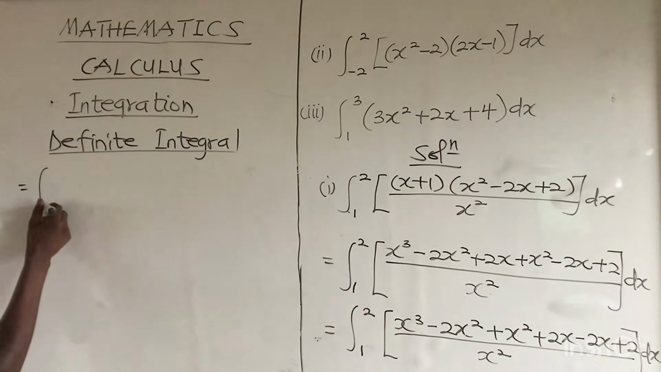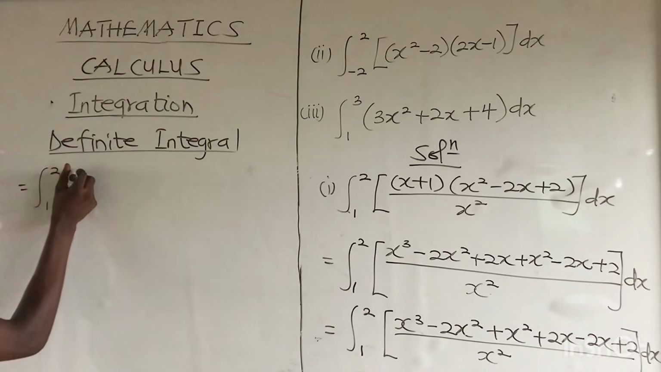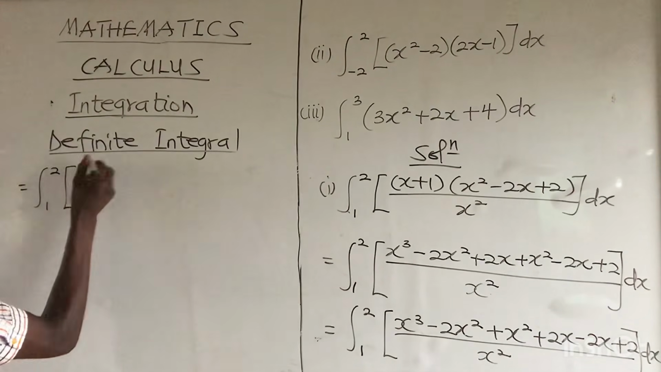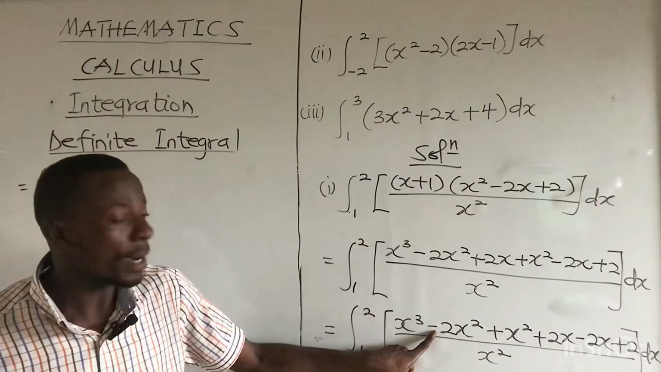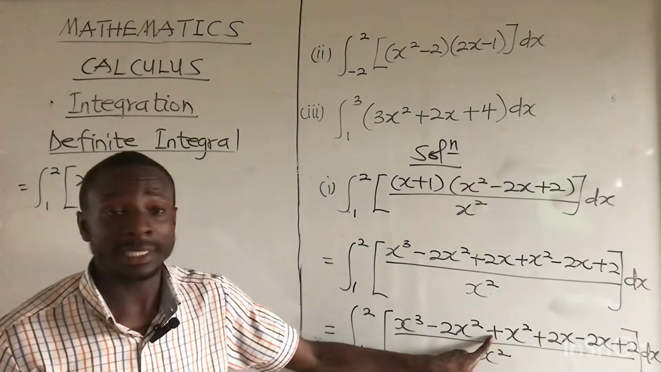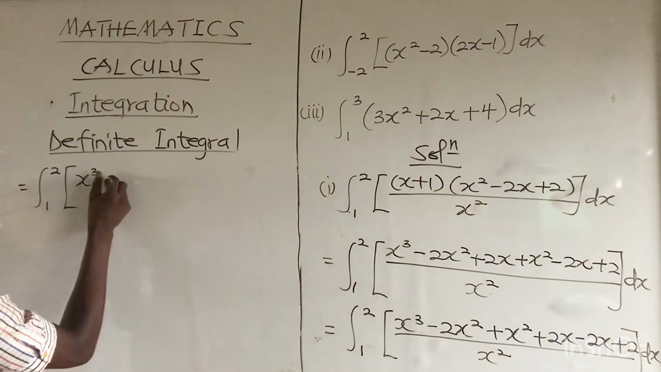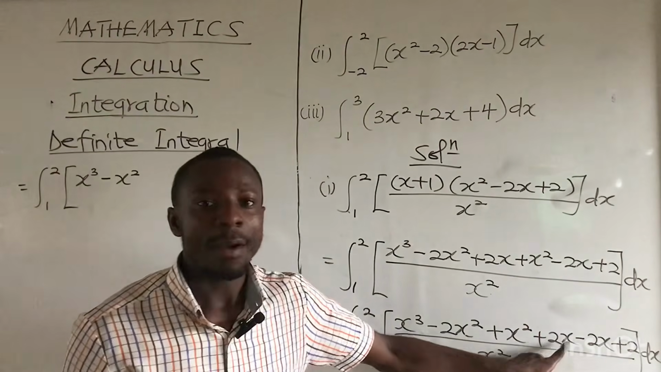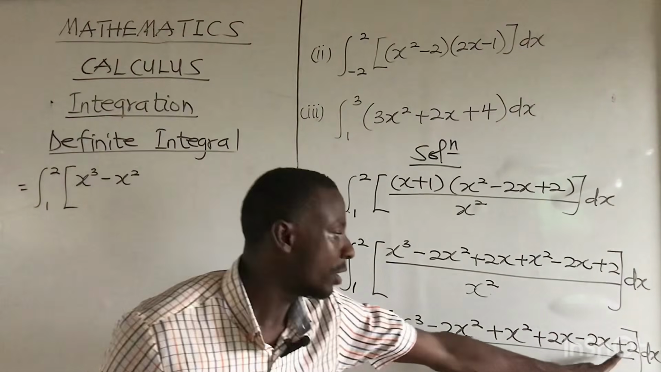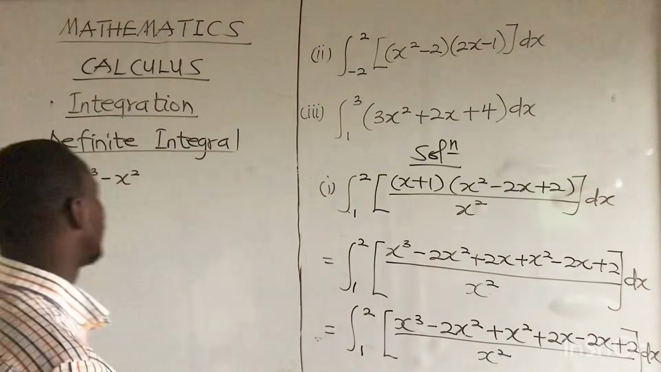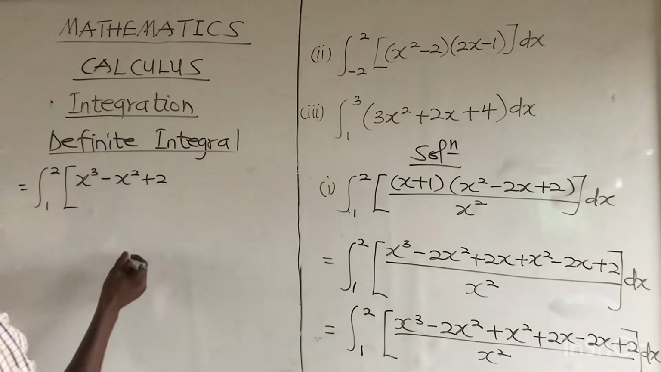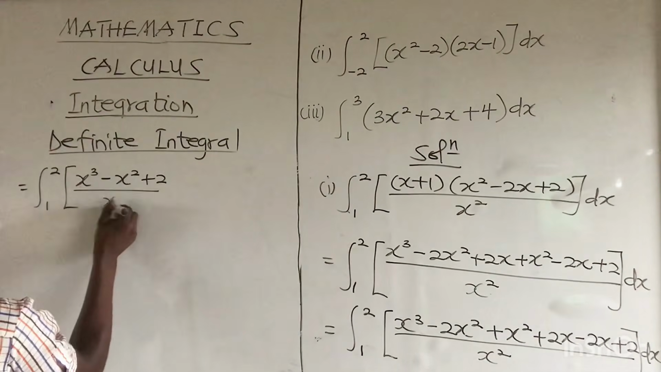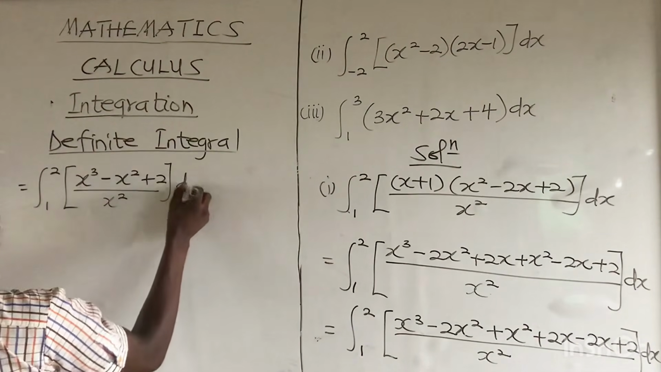So we have the integral from 1 to 2 in a big bracket. So we have x cubed. From here, minus 2x squared plus x squared, we are going to get negative x squared. 2x minus 2x is 0. So it will be left with a positive 2. So plus 2 all over x squared dx.